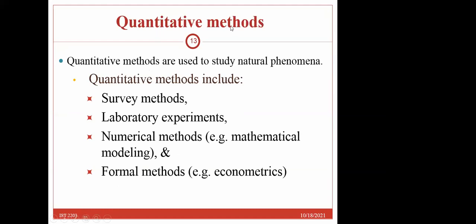And then we have the quantitative methods, and these are for the quantitative methodology. Okay, and they are methods that are used to study natural phenomena. These include survey methods, lab experiments, numerical methods like mathematical modeling, and formal methods. And basically we shall, under the quantitative method, look at the survey method in detail. The lab experiments, we shall just talk about them briefly.